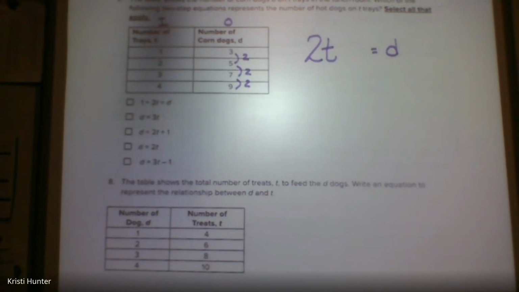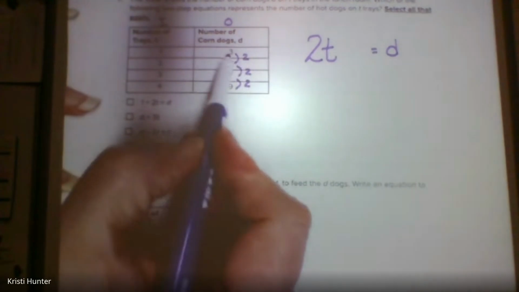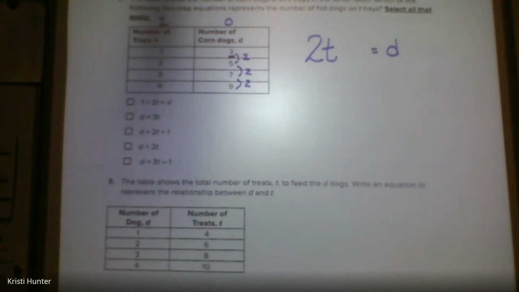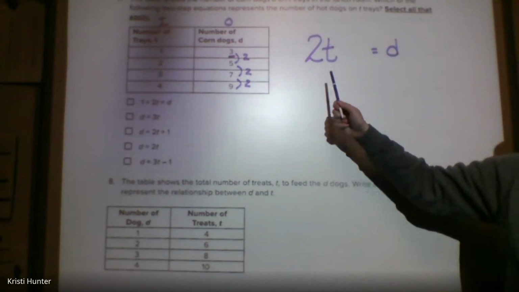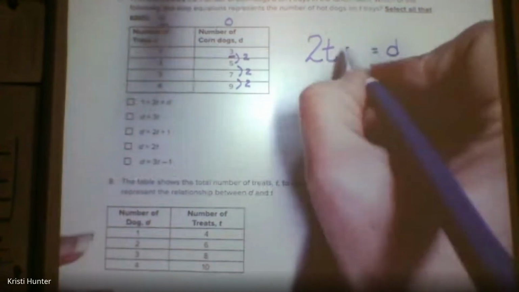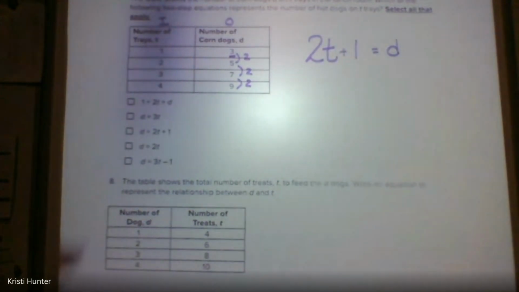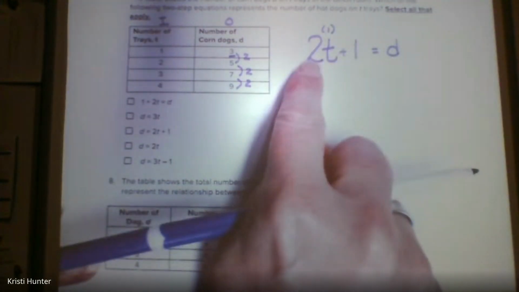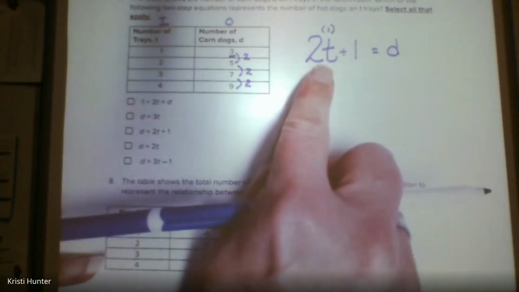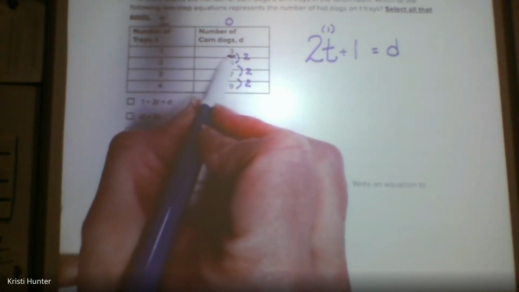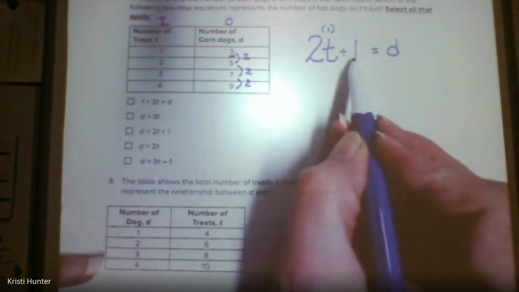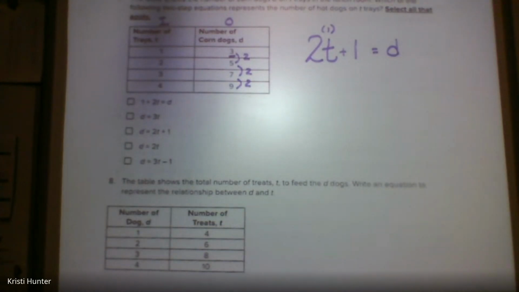Okay? But when I look, 2 is not what I was supposed to get in the output column. I was supposed to get a 3. So to get from 2 to 3, I'm going to have to also add 1. Okay? So remember to do that. You can always plug in. We know that 2 times 1 is 2, but if it was 1 tray, I needed my answer to be 3. So to get to 3, if I was already at 2, I just add 1.